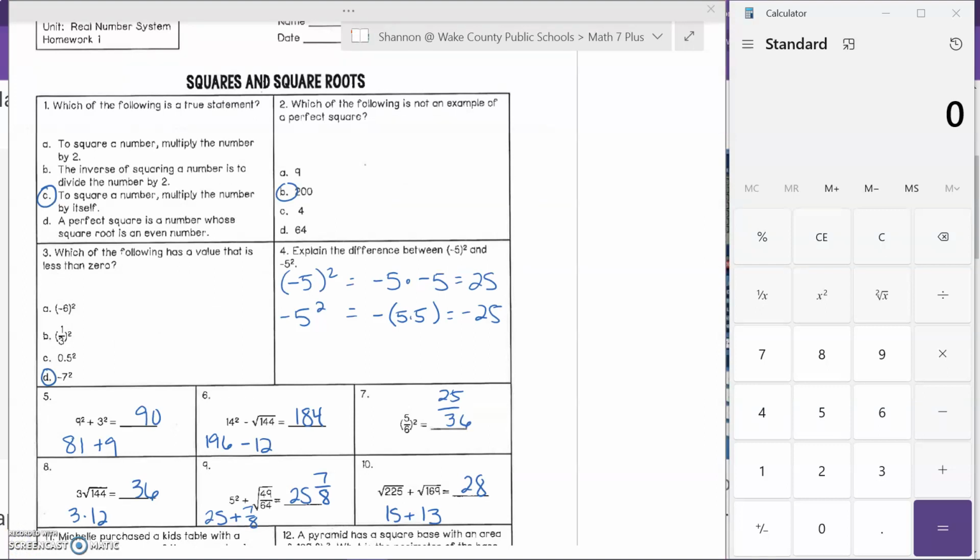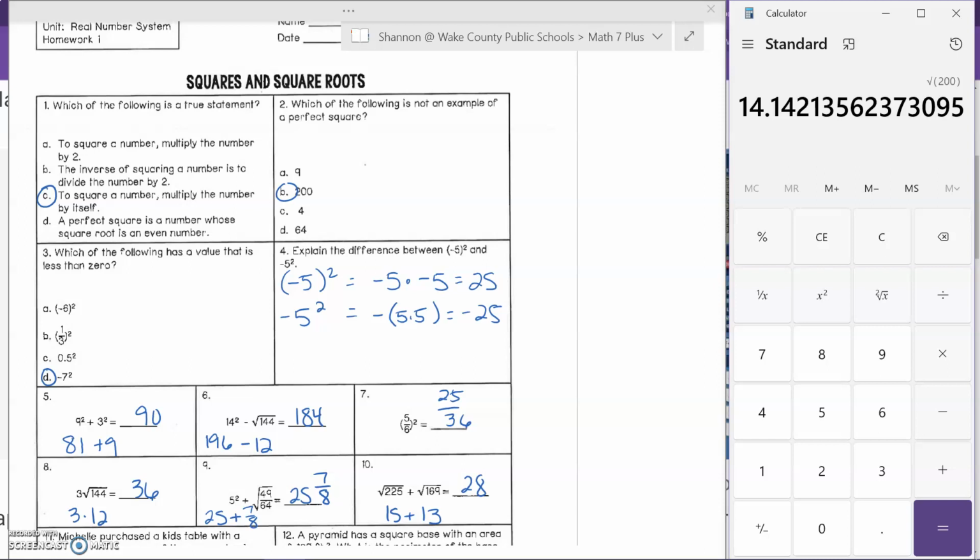All right, for number 1, C was the correct answer. D was close, but they used the word even instead of whole. Number 2, the only one that is not a perfect square is 200. Answer for 9 is 3, square of 4 is 2, and 64 is 8. If you take the square root of 200, you get, what do you get? Like 14.142, something like that.